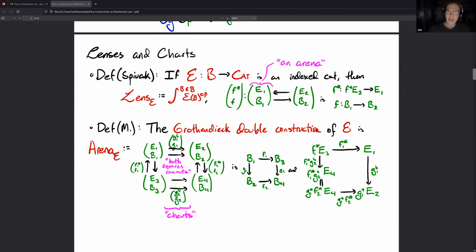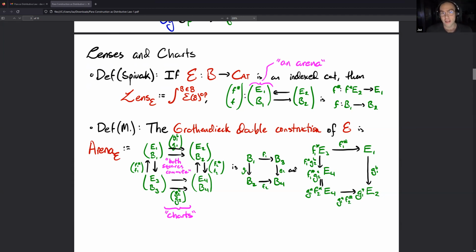So if we have an index category, then the category of lenses is the Grothendieck construction of the pointwise opposite. You take all the categories that you get in this indexing, you take their opposite, and you take the Grothendieck construction of that. And so what is that? Well, a lens consists of a pair of maps, one on the bottom and one on the top. The one on the bottom goes forward, and the one on the top works like this: you take the second thing on the top and pull it back, and then you take a map from that into the first thing on the top. So this is the bidirectional information flow of the lens.